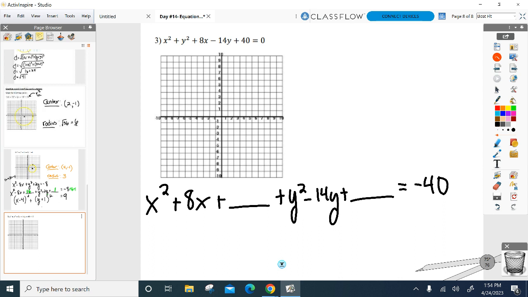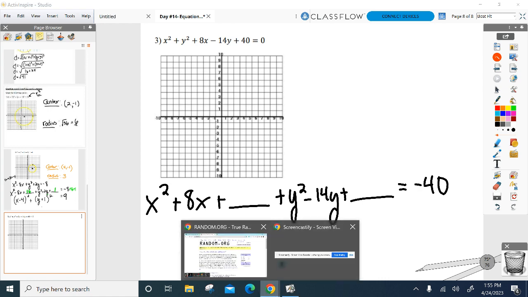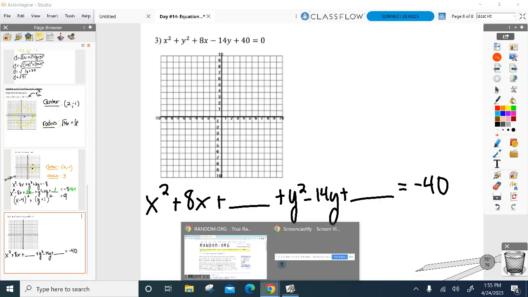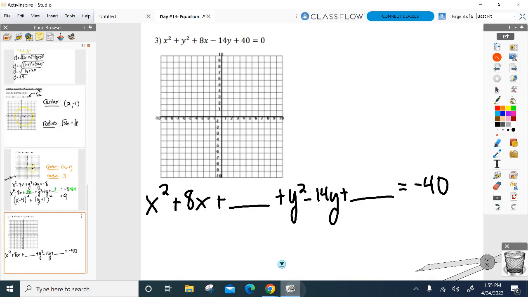All right, by yourself in your groups, see if you can generate the new c values. 16 is 4 squared. Got my new c values? 16 and 49.